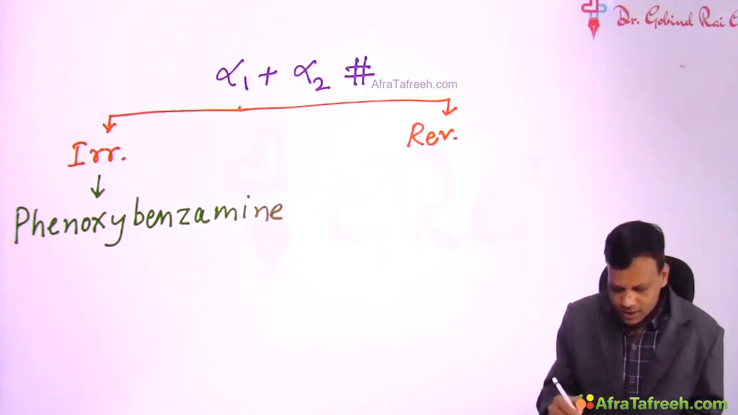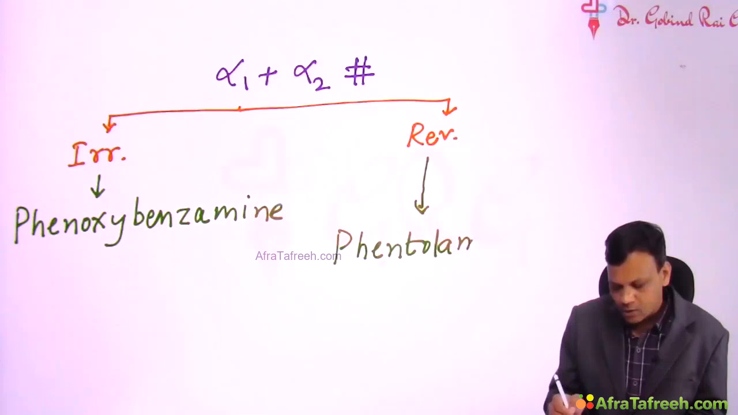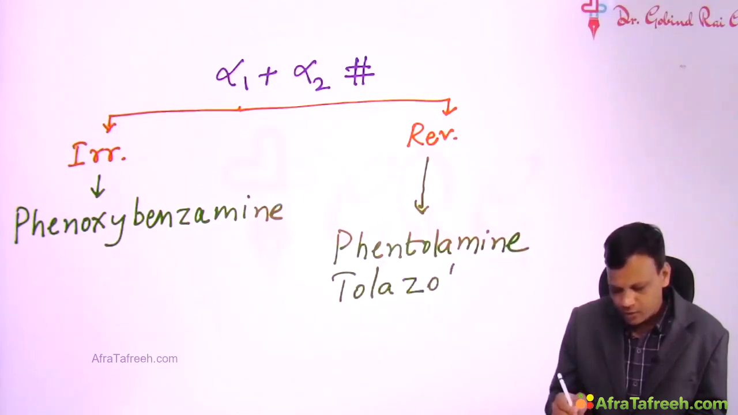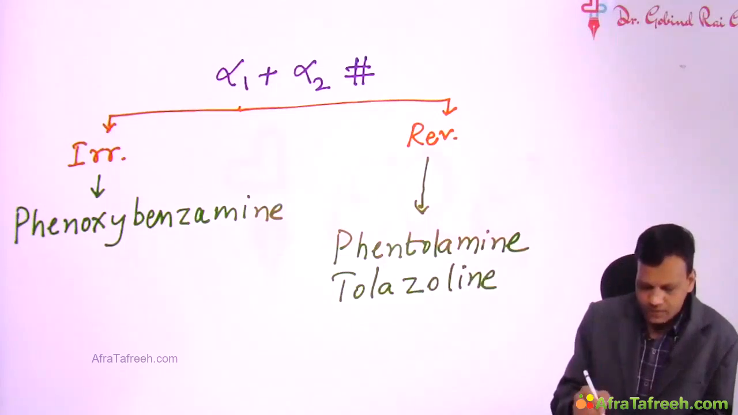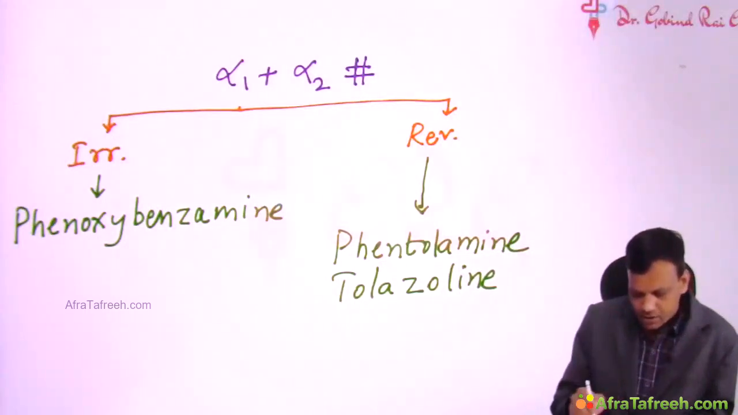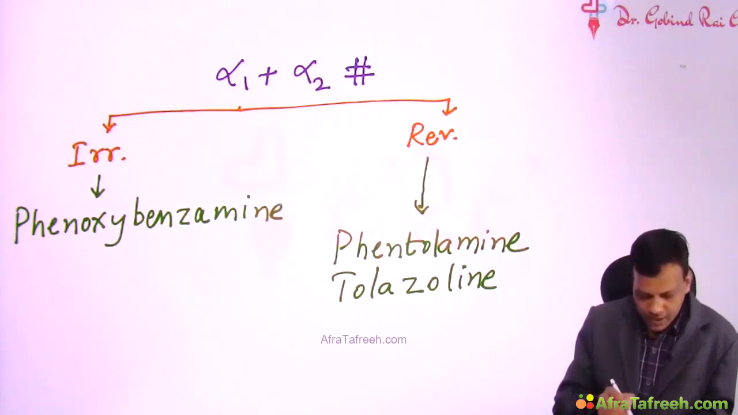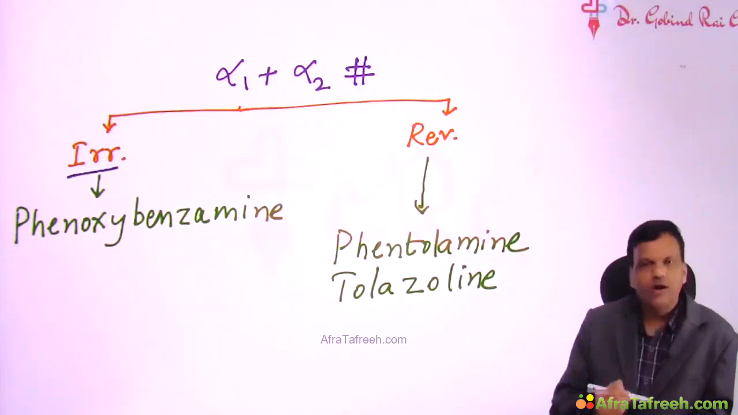Whereas reversible non-selective alpha blockers are phentolamine and tolazoline. Phentolamine and tolazoline are reversible. Phenoxybenzamine is irreversible. Now we already discussed that a non-selective alpha blocker is used for severe hypertension. And if a drug is irreversible, it will be long-acting.